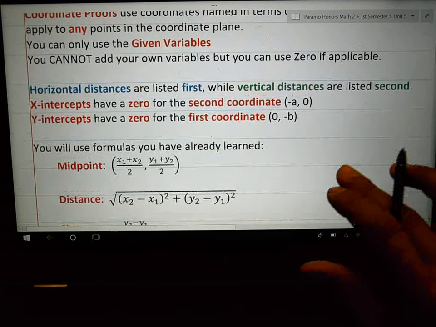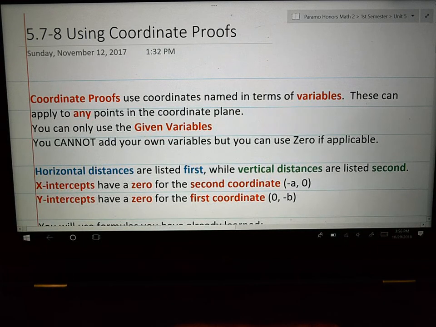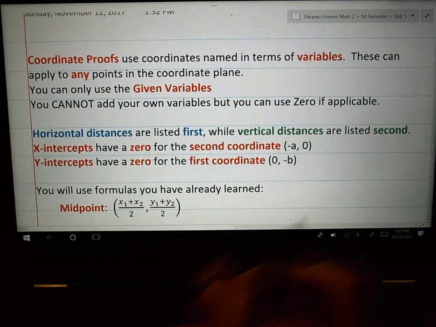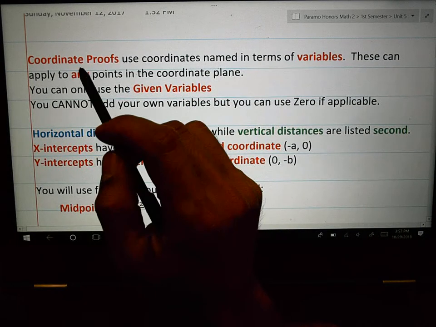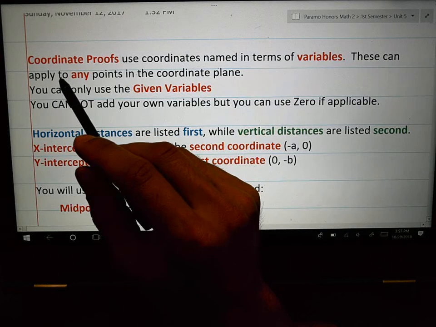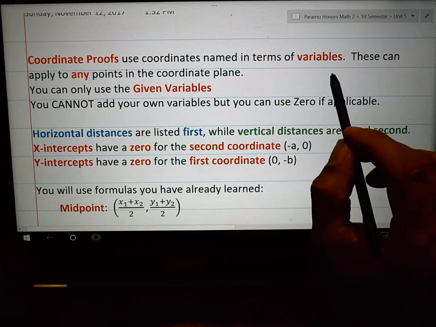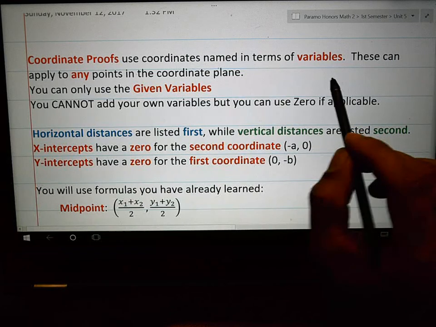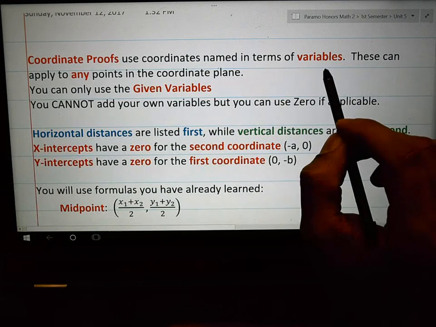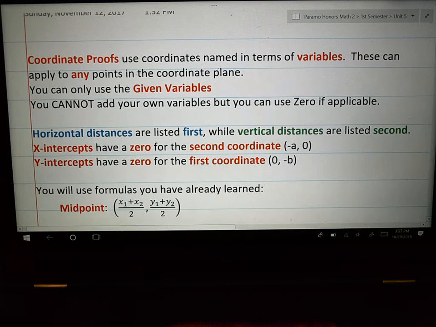And so that brings us back to the 5.7-8 using coordinate proof notes. Let's read what you wrote down and make sure it makes sense to you. What we're going to do is start dealing with some proofs, and instead of doing proofs with numbers, which you are comfortable with, we're going to do these proofs with variables. You've used them before. You just have not proved anything with the variables.